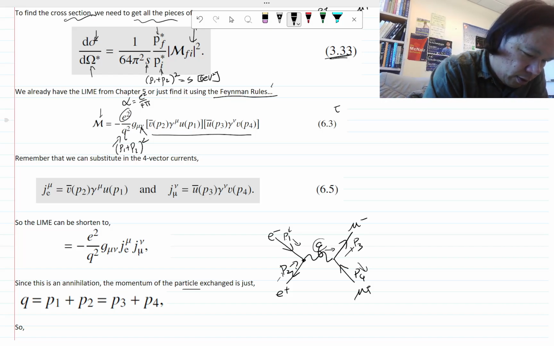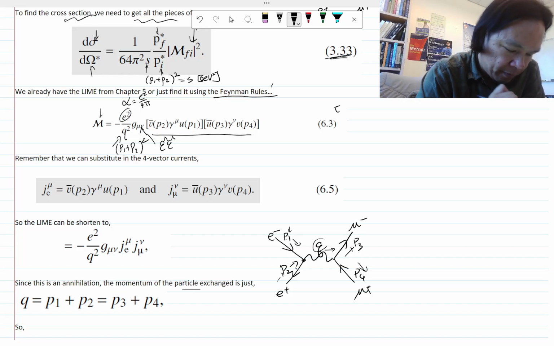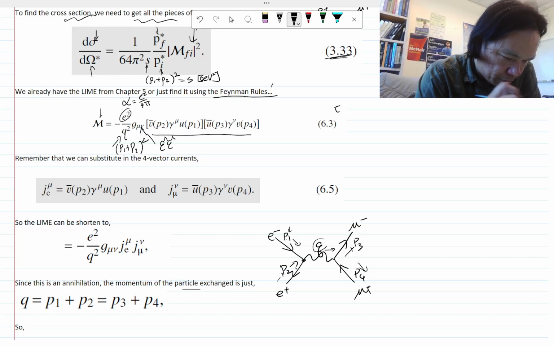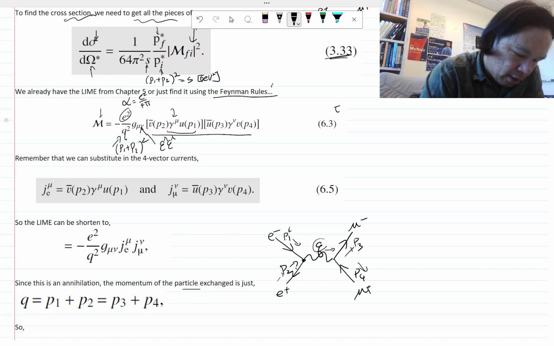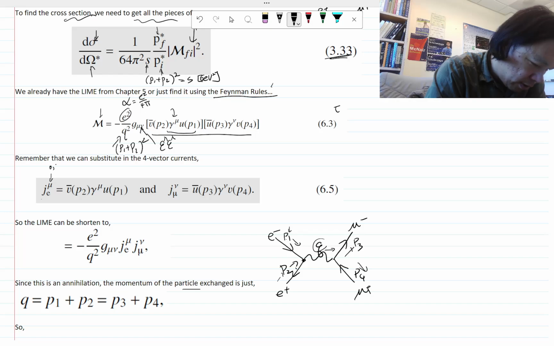This g mu nu came from summing over all the possible polarization states of the photons, okay? This part is the electron current, where the electron current is this J mu. So this mu is the Lorentz index, which is 0, 1, 2, 3, right?